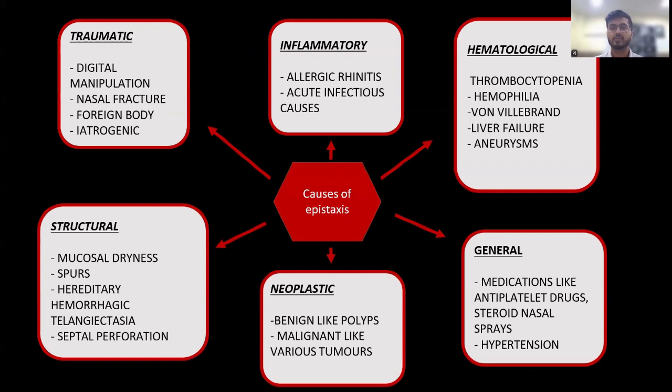Inflammatory, there can be allergic rhinitis and acute infectious causes. In hematological, thrombocytopenia, hemophilia, von Willebrand disease, liver failure, and aneurysms. In structural causes, mucosal dryness, spurs, hereditary hemorrhagic telangiectasia, or septal perforation. And in neoplastic causes, benign like polyps, malignant like various tumors. Then general causes are medications like antiplatelet drugs, steroid nasal sprays, and hypertension.